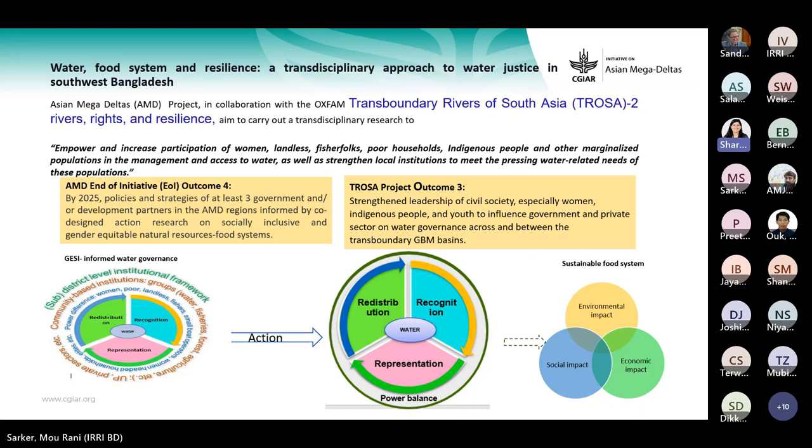So this will contribute to the outcome of the AMD project, as well as the Transboundary Rivers of South Asia (TROSA) project that is implemented by Oxfam. We will use the same framework on political ecology and environmental justice. But to provide a brief overview of the TROSA project, I'd like to request my colleague Moina from Oxfam. Over to you, Moina.